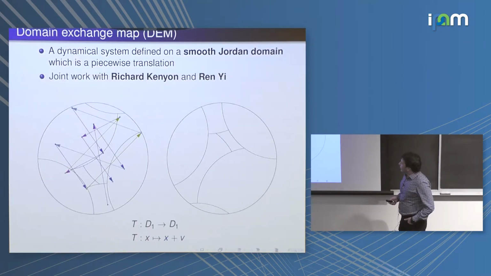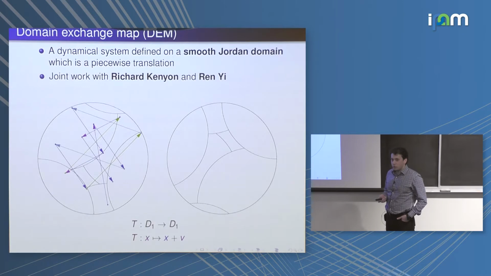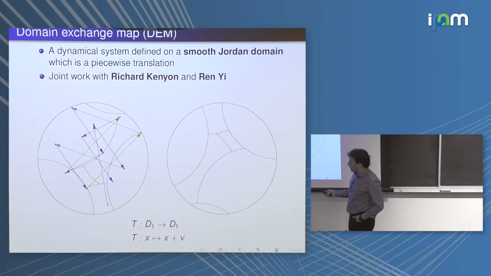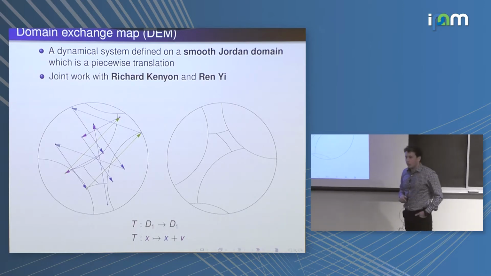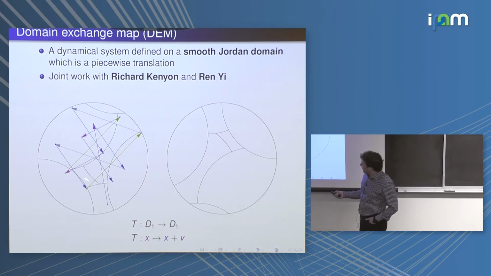OK, so this is the dynamical system I'm going to be studying. It's defined on a smooth Jordan domain. So you could just take here, for example, we've taken the disk of radius 1, and my dynamical system, capital T, is a map from the disk to itself. And it's a piecewise translation. So on the right here, I've drawn the disk in the forward orbit of this purple point here.